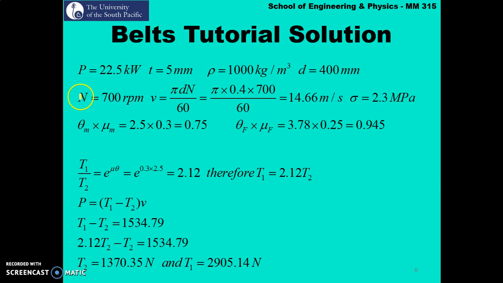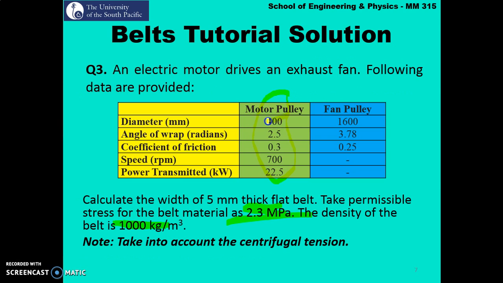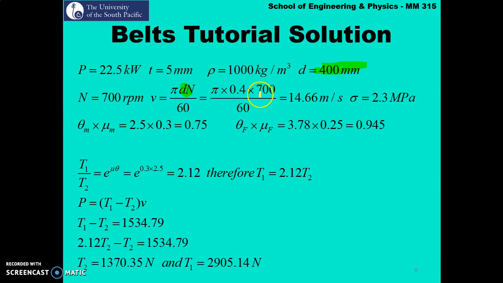The speed of the pulley is given as 700 revolutions per minute. So the velocity is simply given as pi d n upon 60. The diameter that I'm using is the diameter of the pulley that is mounted onto the motor, which was 400 mm. So 0.4 times 700 divided by 60. So the velocity of the belt is 14.66 meters per second. The maximum stress in the belt is 2.3 megapascal.